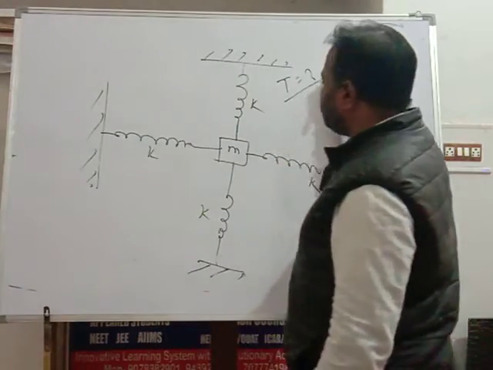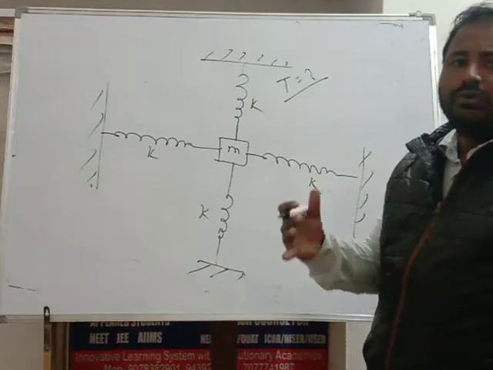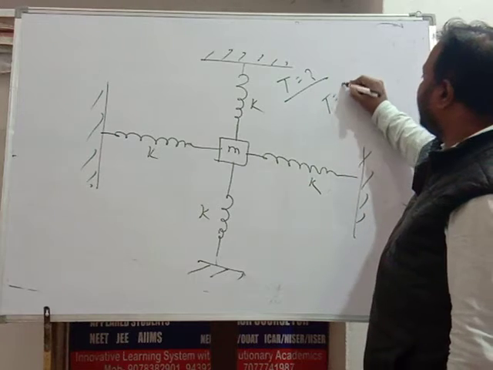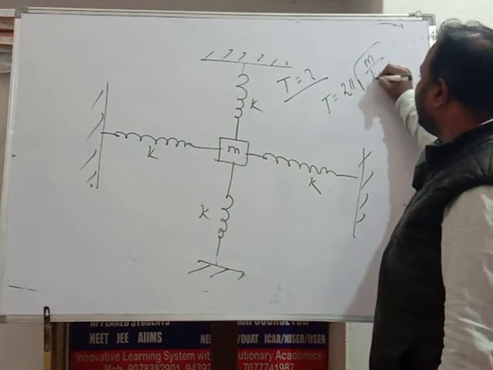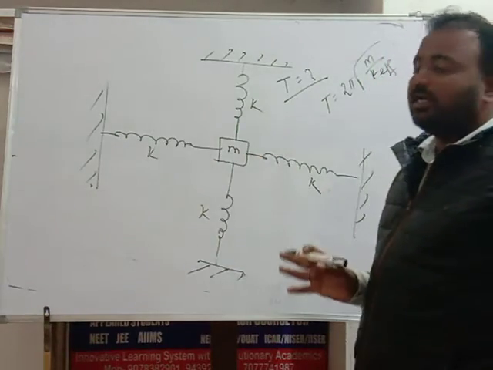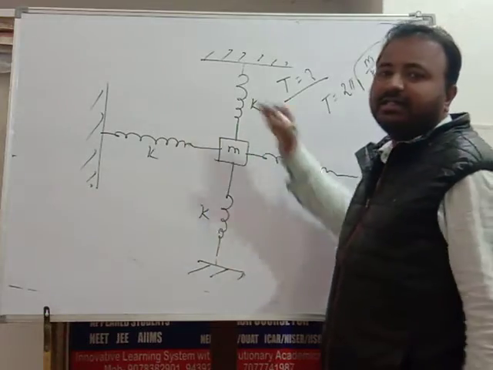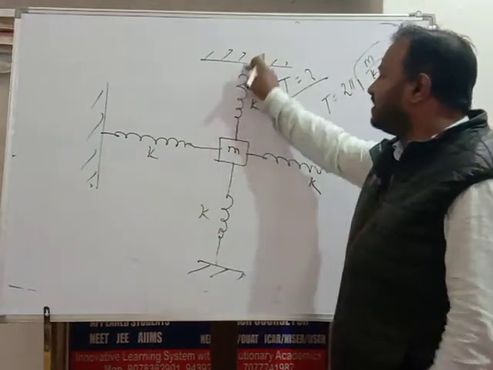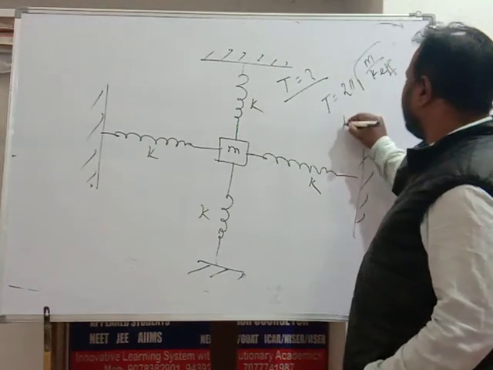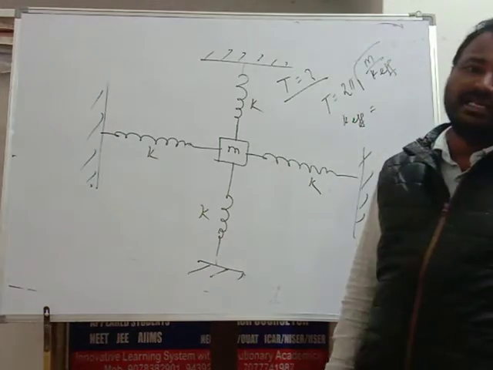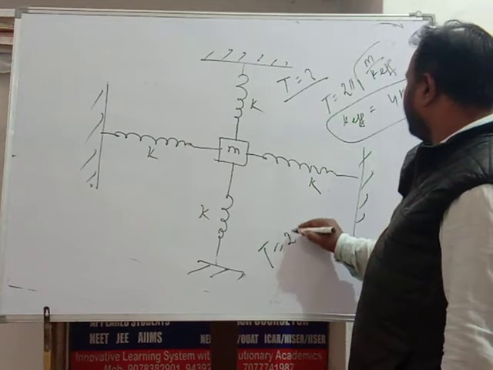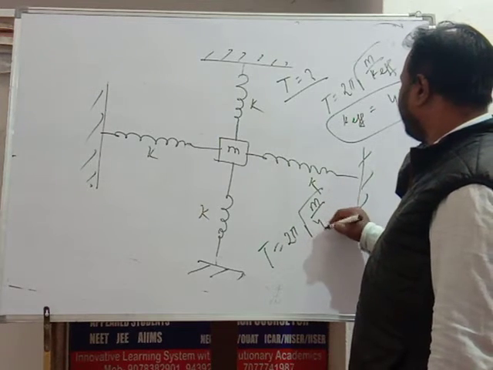To find the time period of the system, first we have to know that the time period equals 2 pi root over of m upon k effective. Here is a trick I tell you: if the springs are on opposite sides of the mass, then all are in parallel combination. So in parallel combination, k effective is k plus k plus k plus k, which is 4k. That's why the time period of the system would be equal to 2 pi root over m upon 4k.